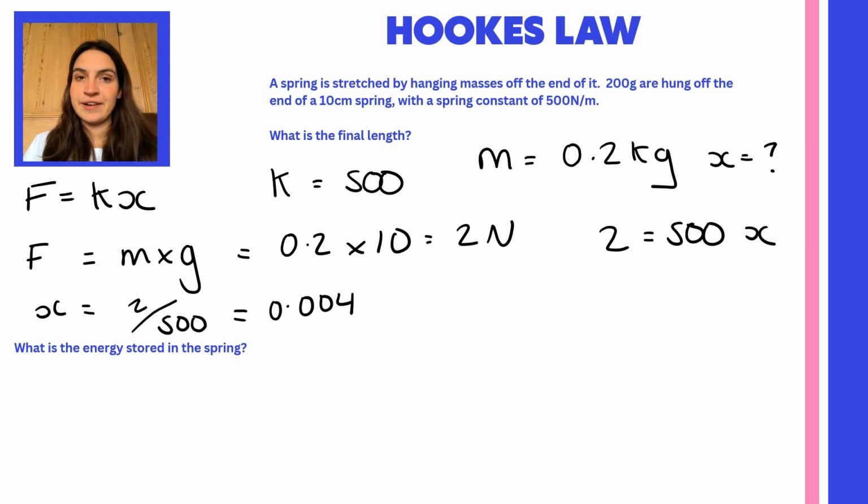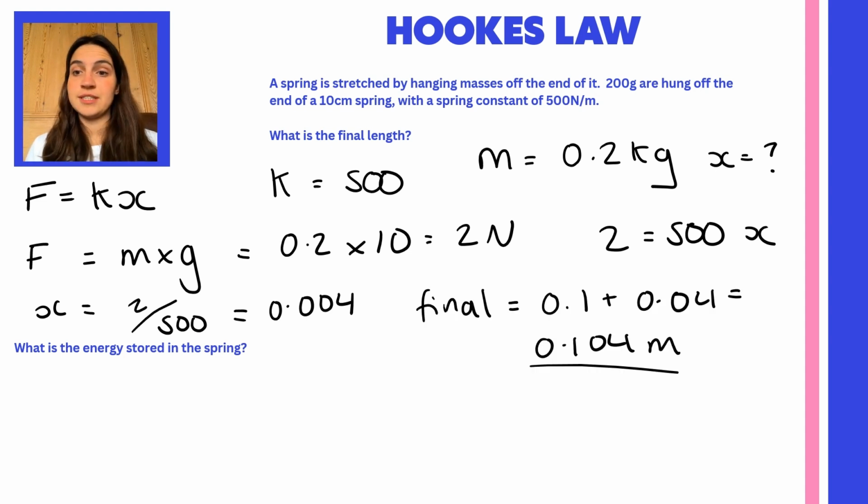But that's my extension, and the question didn't ask me for that. It asked me for my final length. So how do I find my final length using my extension? Well, I want my initial length, which it did give me, which was 0.1 meters, 10 centimeters, plus that extension, 0.004, equals 0.104 meters.